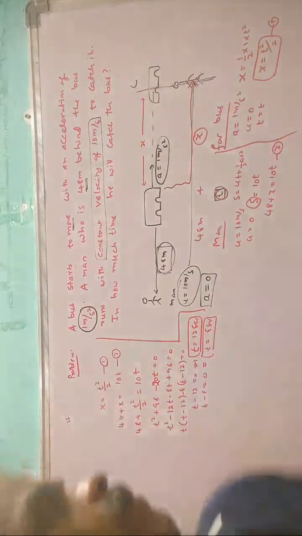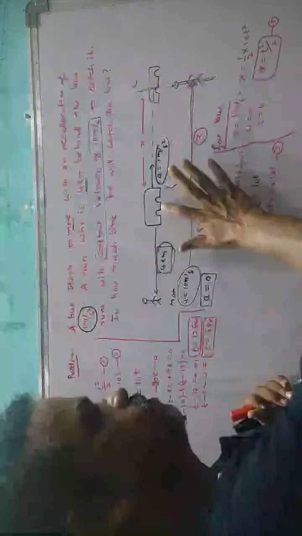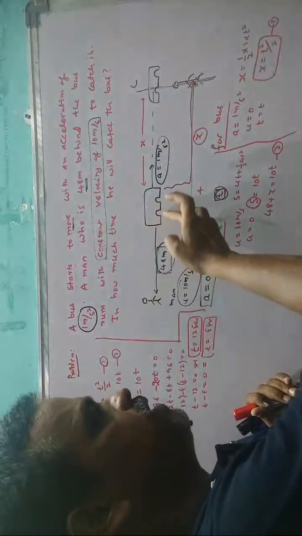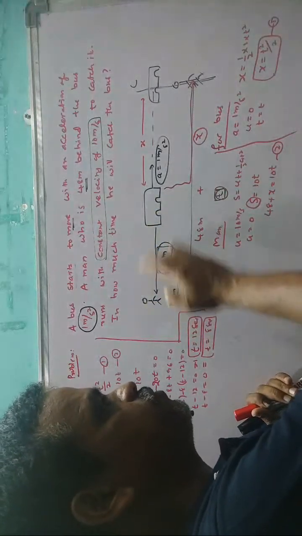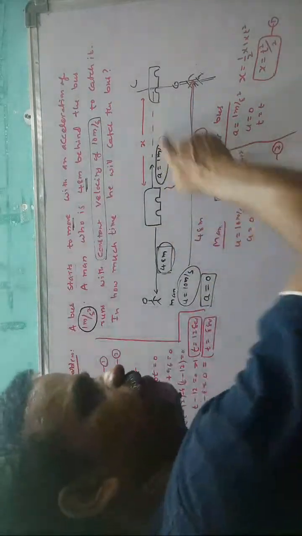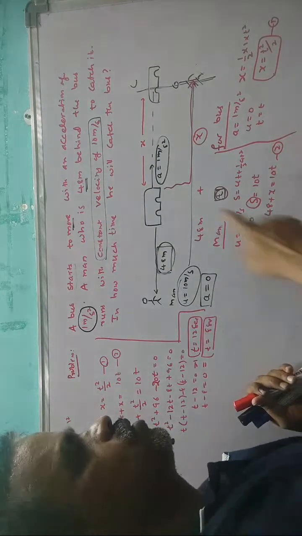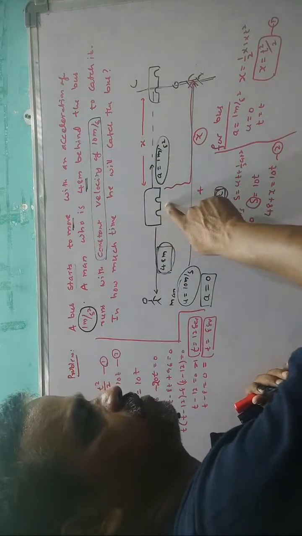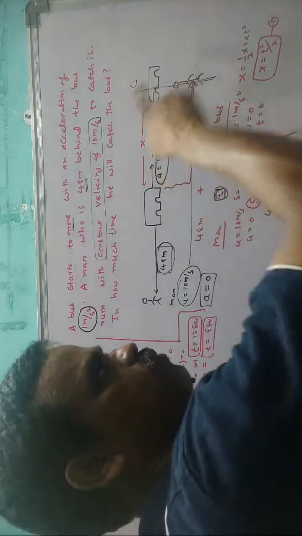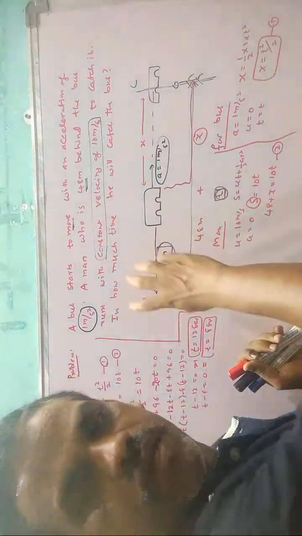Okay, see, this is the bus. Here is the man. The man is behind the bus 48 meter. Already he is behind. The bus is moving with a uniform acceleration 1 meter per second square, starting from rest. The man has to catch the bus.